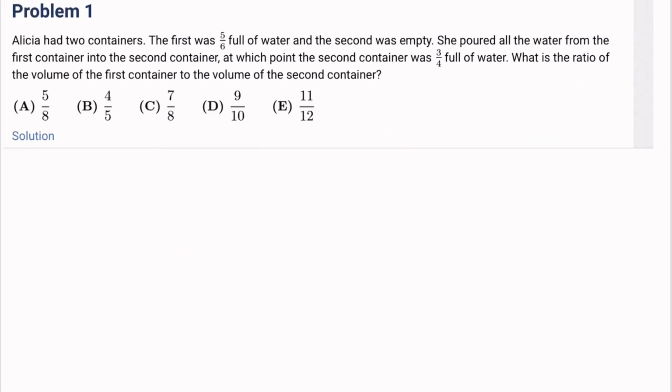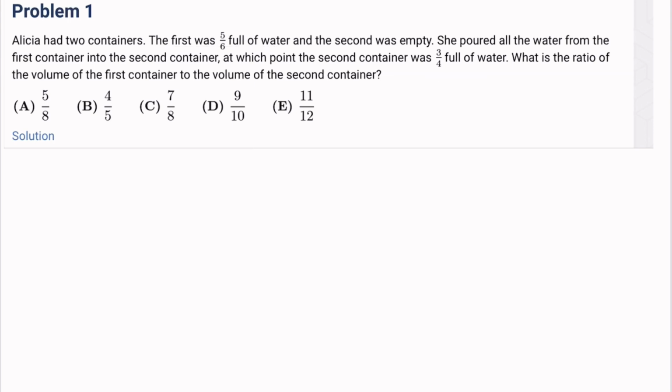First problem: Alicia had two containers. The first was 5/6 full of water and the second was empty. She poured all the water from the first container into the second container, at which point the second container was 3/4 full of water. What is the ratio of the volume of the first container to the volume of the second container? Okay, so let's say that the first container's volume is V1 and the second container's volume is V2.